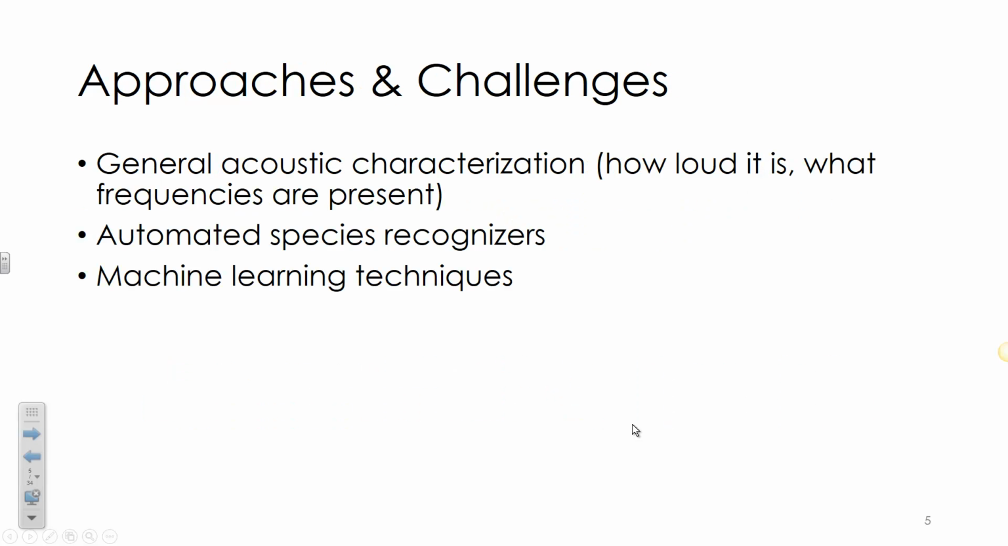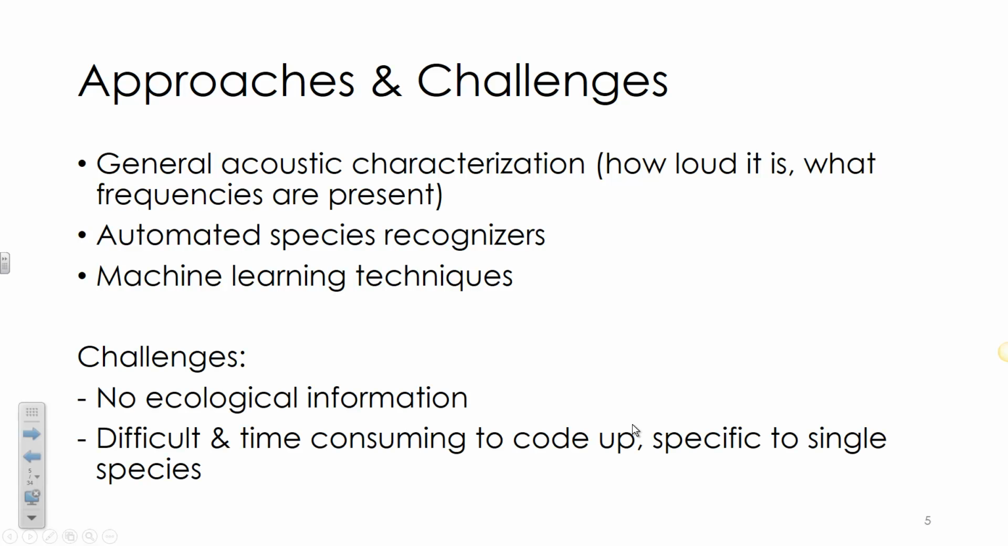So right now, the general approach to analyzing this data are three different ways. I'm sure there's more, but these are the main ones. So general acoustic characterization. So this is just looking at how loud sound is and what frequencies are present. More recently, more sophisticated techniques have come around, and that's automated species recognizers. So building a detector to detect a certain species in the sound file, and so using that detector to run across all of your recordings and saying when that species is vocalizing. And more recently, there's machine learning techniques, so training a model to identify certain sound signatures that you're able to identify in recordings, and having the computer do that for you.